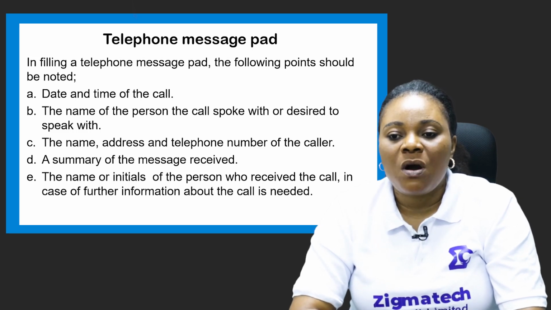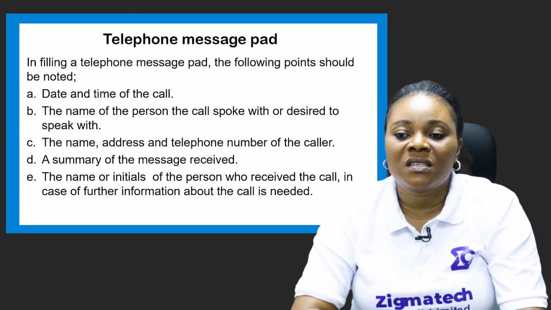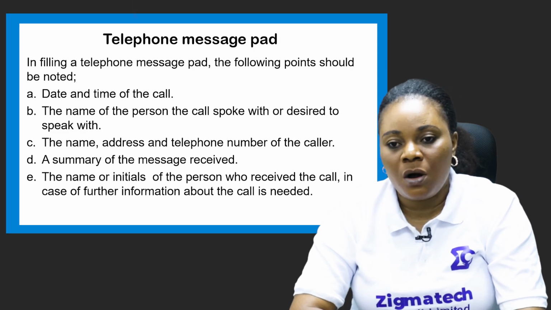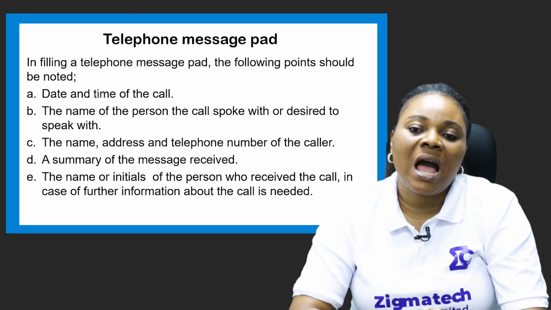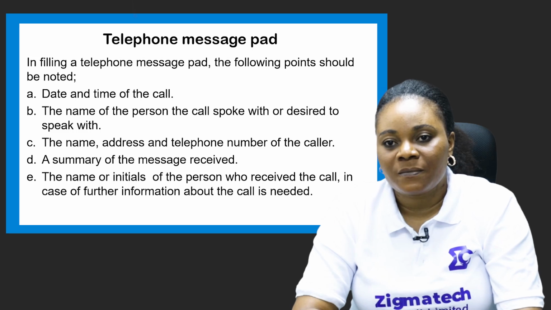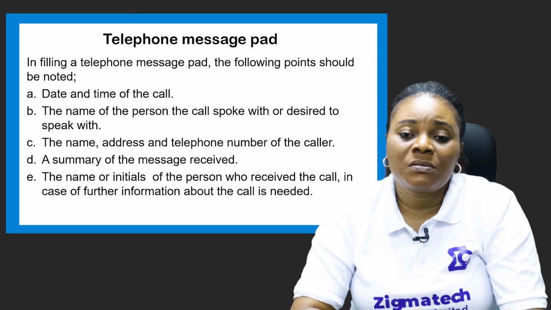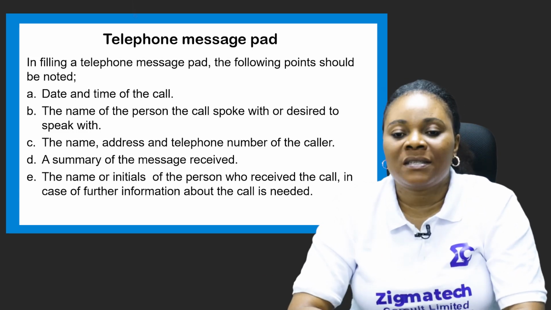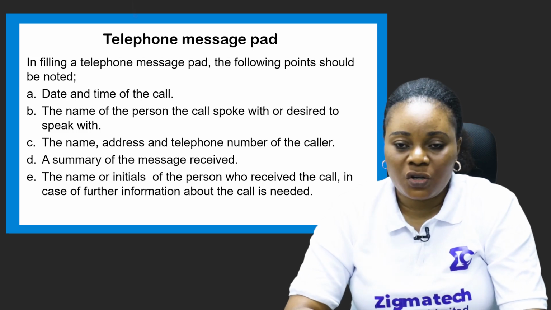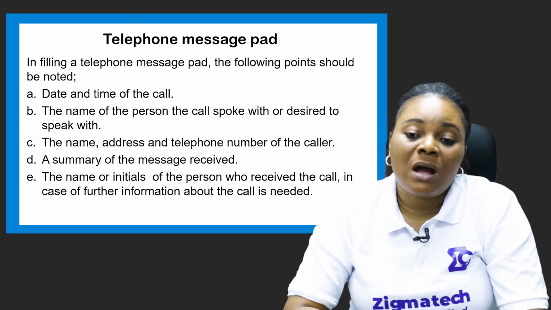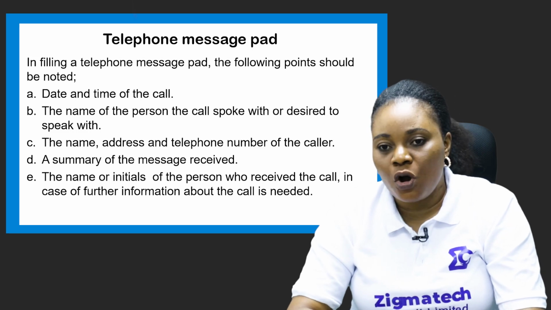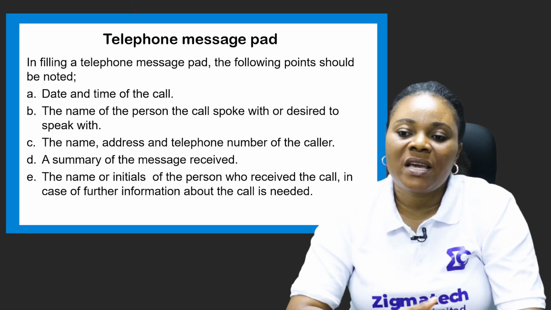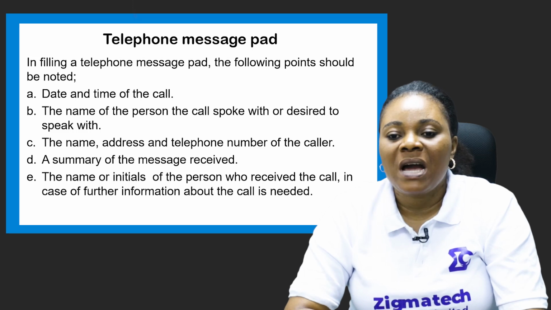Lastly, the name or the initials of the person who received the call. Sometimes in an organization, you can have more than one receptionist. You can have two or three receptionists, depending on the size of the organization. So as a receptionist, you can put your name or your signature or your initial to show that, yes, you received the call on behalf of the person.